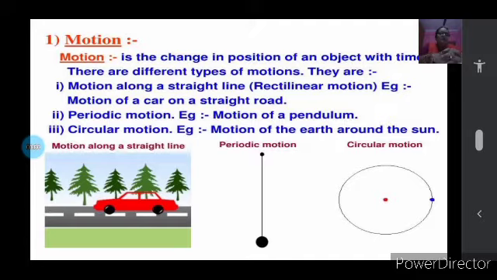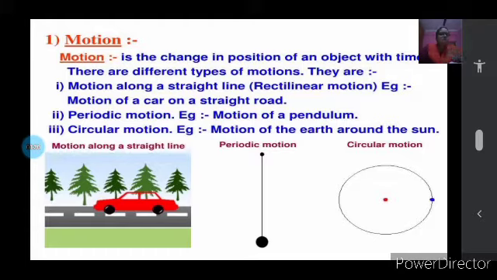Any object, if it is changing its position with respect to time, then we say that the object is said to be in motion. Again, I repeat, when will you say an object is under motion? If it is changing its position with respect to time, then we'll say the body is in motion. What is the opposite term for motion? Rest. So if it is not changing position, we say it is at rest.